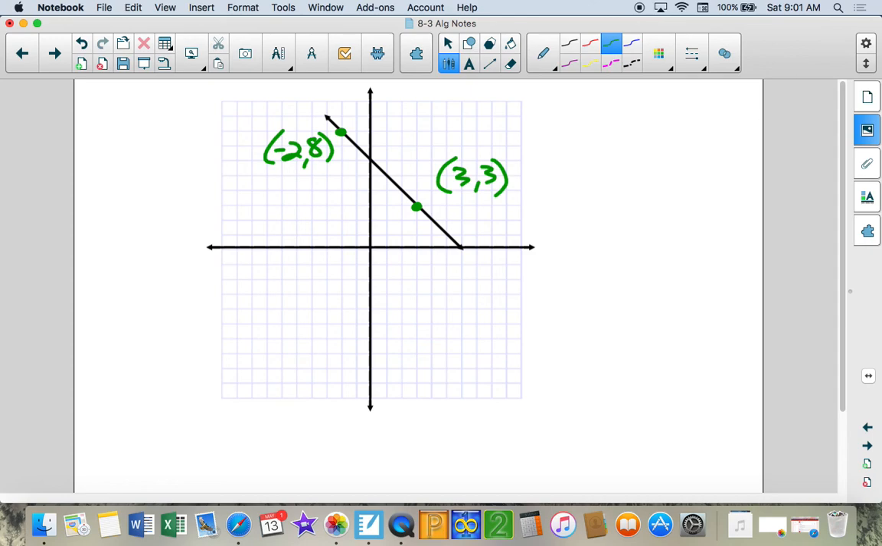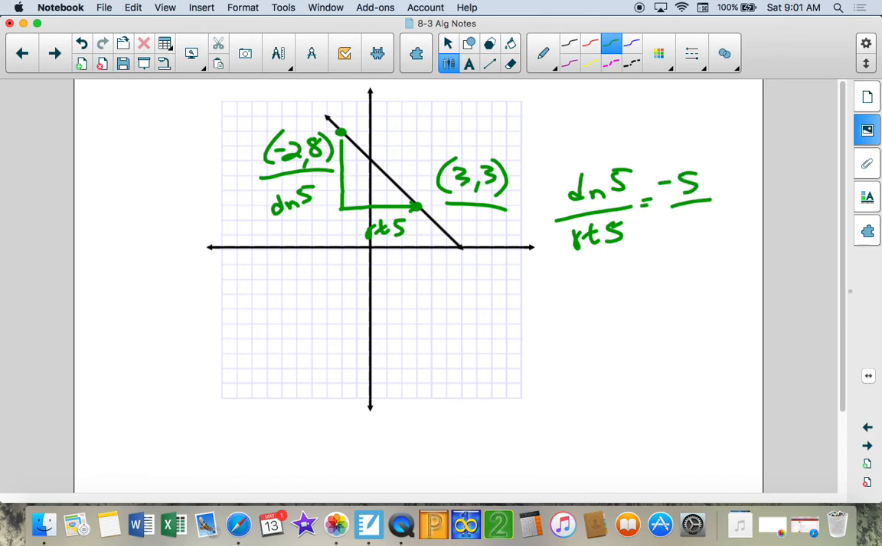So I can go from this point to this point. If I do, I go down 1, 2, 3, 4, 5. So down 5. And right 1, 2, 3, 4, 5. So right 5. So down 5, right 5. Down is negative, right is positive. So I have a slope of negative 1. I could have gone from this point over to here.